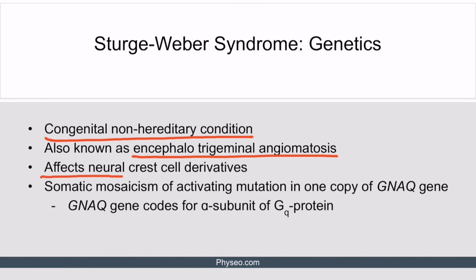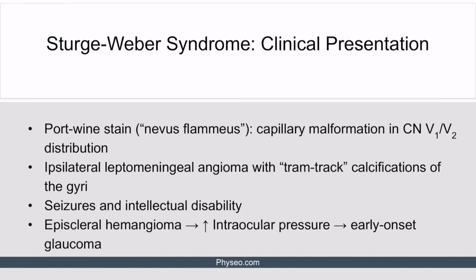Sturge-Weber syndrome affects the neural crest cell derivatives. The exact genetic mechanism of this condition is the somatic mosaicism of an activating mutation in one copy of the GNAQ gene. The GNAQ gene codes for the alpha subunit of G protein, which normally activates the intracellular signaling cascade driven by phospholipase C. Let's move on to the clinical presentation of Sturge-Weber syndrome.